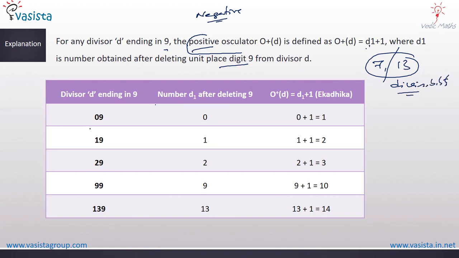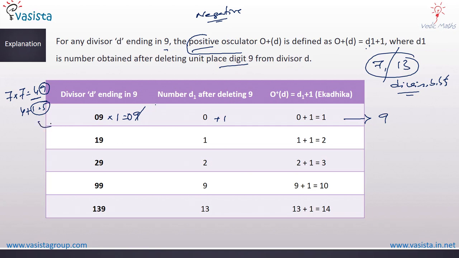Similarly here, when you multiply any number by 9, you get a number ending in 9. For 9, 1 times 9 is 09. You delete the 9, the remaining number is 0, add 1 to this, 0 plus 1 is 1. 1 is the Ekadhika of 9. Similarly for 7, 7 sevens are 49, you leave 9, 4 is the remaining number, add 1 to it, 4 plus 1 is 5. 5 is the Ekadhika of 7.